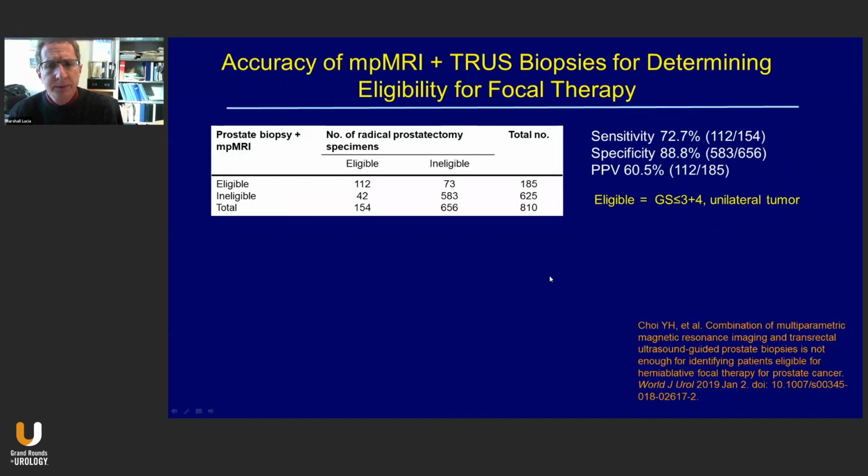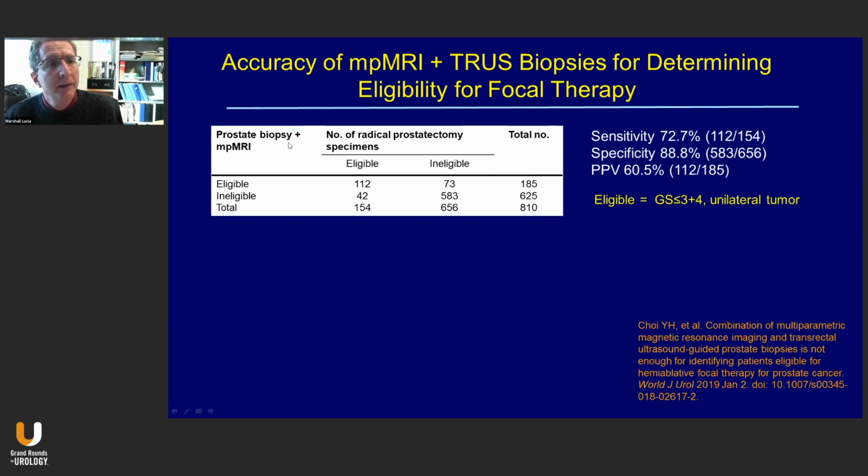Another interesting way of looking at this is done by a couple of different groups. This is a group out of Korea that asked the question a little differently. They retrospectively looked at a number of radical prostatectomy specimens, over 800, and defined them as being either eligible in retrospect for targeted focal therapy or ineligible. Now, eligibility for them was defined as having a Gleason score 3+4 or less and unilateral tumor. So that's the limit of their eligibility requirements.